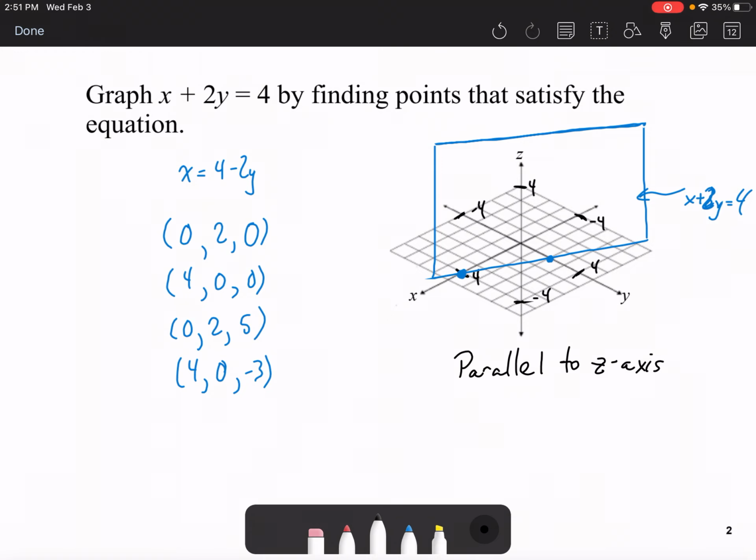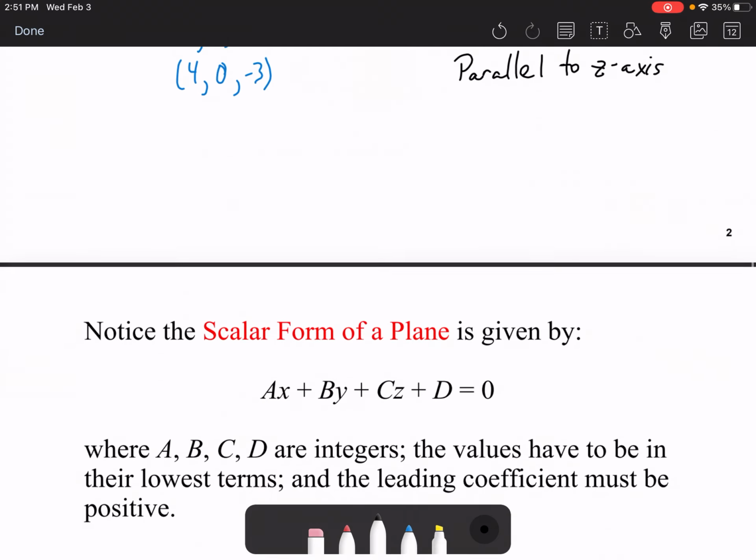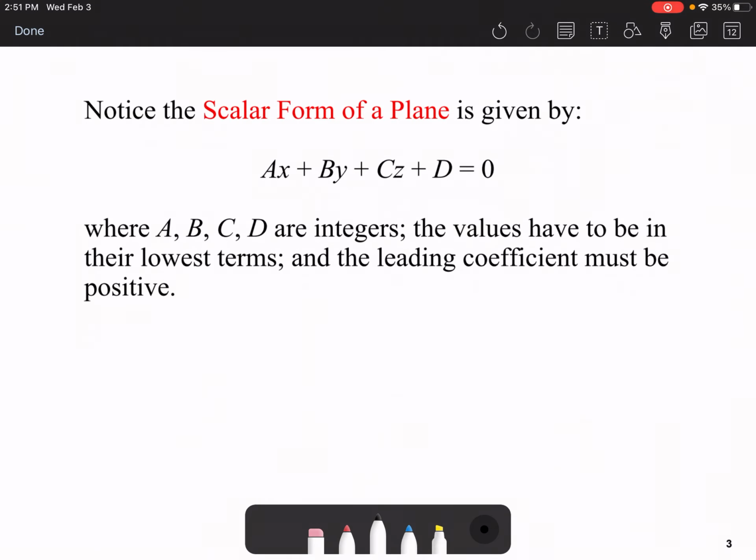Okay. So we notice that the scalar form of a plane is given by this expression, ax plus by plus cz plus d equals 0, where again a, b, c, and d are integers, and the values have to be in the lowest terms, and the leading coefficient must be positive.